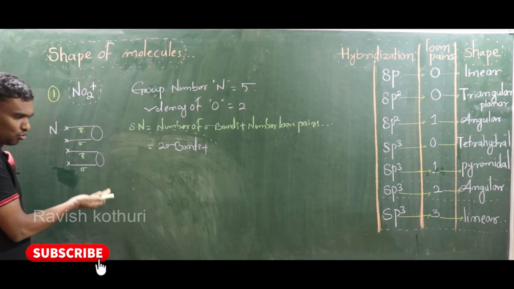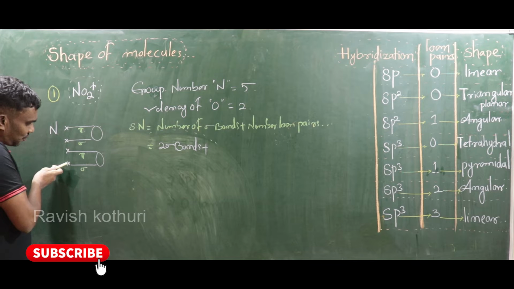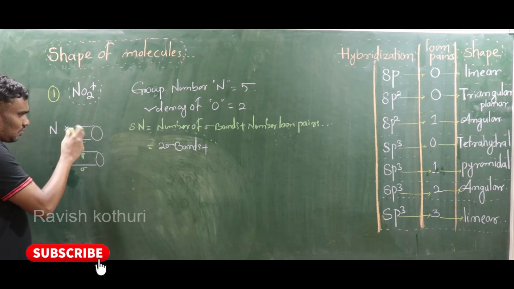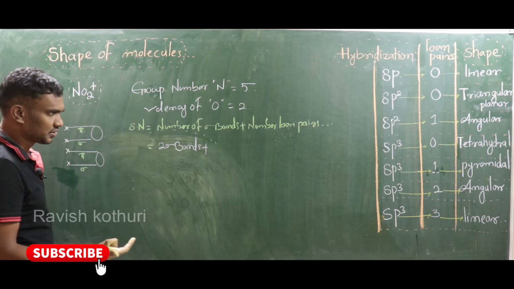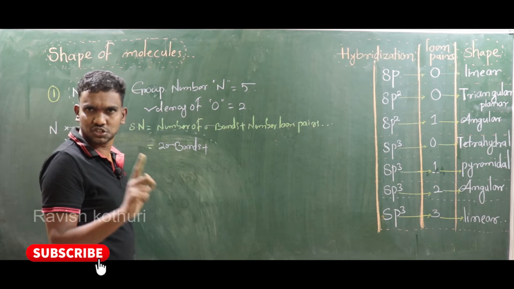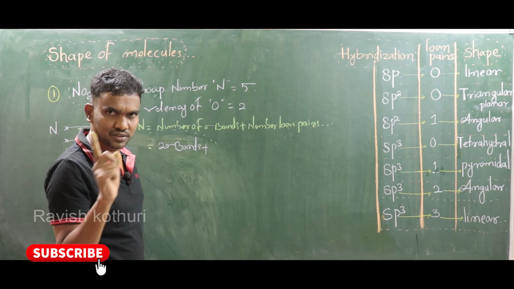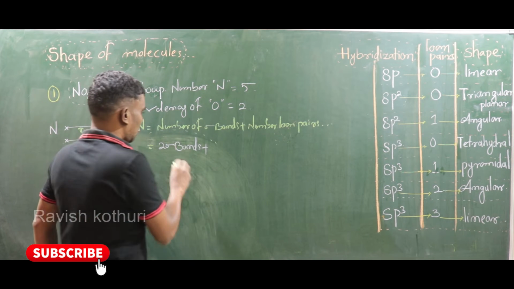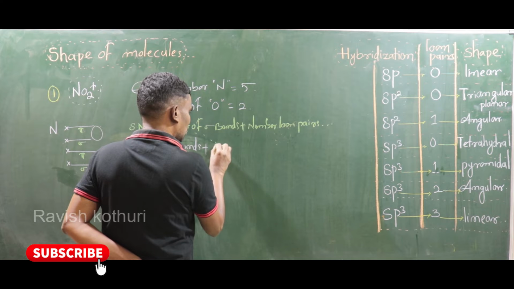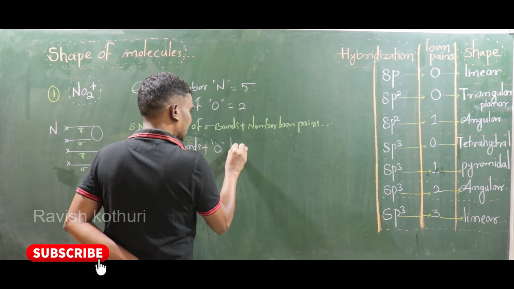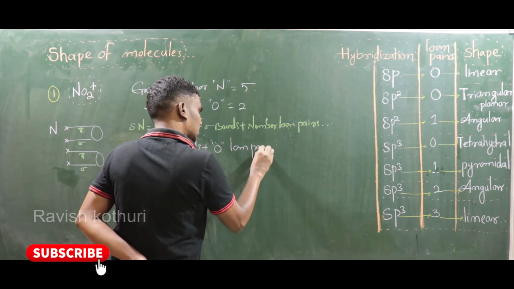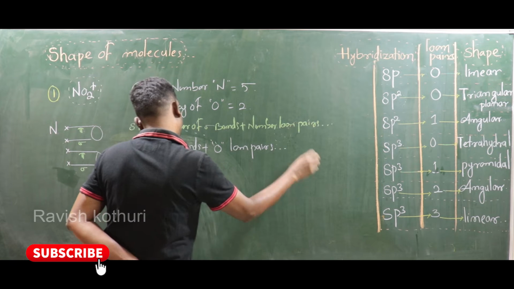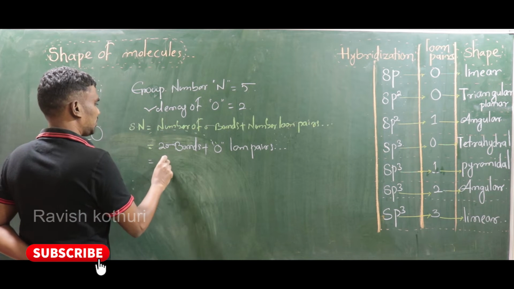Already we removed one electron, right? Here 4 electrons are there. The 4 electrons bonded with 2 oxygens, right? Why? Because oxygen valence is 2, so that is the reason it makes 2 bonds. So 2 sigma bonds plus 0 lone pairs. 0 lone pairs. Clear?